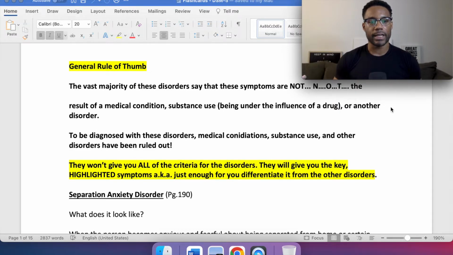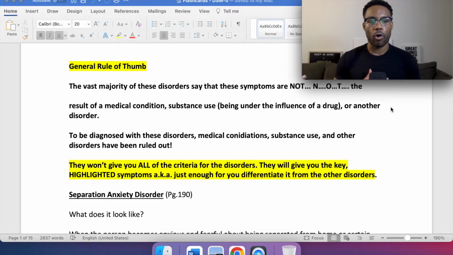Okay, so when it comes to the DSM related content on the exam, a general rule of thumb is that the vast majority of these disorders say that these symptoms are not the result of a medical condition, substance use, being under the influence of a drug, or another disorder. Because again, we want to rule those things out. To be diagnosed with these disorders, medical conditions, substance use, and other disorders have been ruled out. So this is just the symptoms in their pure form for the diagnoses. It's not other factors that are resulting in someone displaying these symptoms.